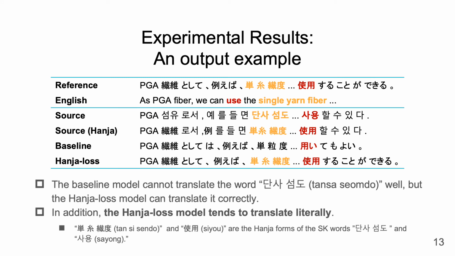Finally, we show an output example of the Hanja loss and baseline models, and we indicated the bilingual words with the same colors. As a difference of translation between two models, the baseline model cannot translate the word tansondo, which means single yarn fiber, but the Hanja loss model can translate it correctly. In addition, the baseline model translated the word sayon, which means use, into mochi, whereas the Hanja loss model translated it into shiyo. And these words of the Hanja loss translation, tanshisendo and shiyo, are the Hanja forms of the SK words, tansondo and sayon. Therefore, this output indicates that the Hanja loss model tends to translate literally.